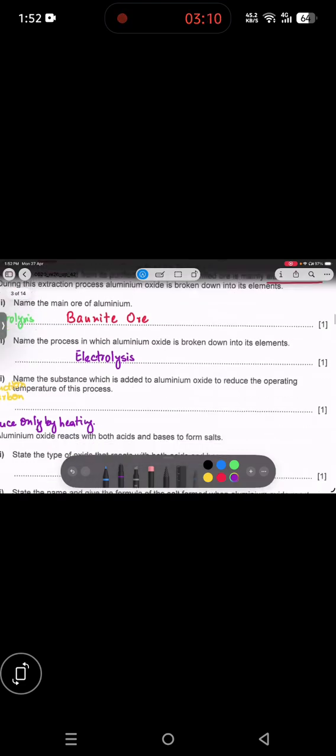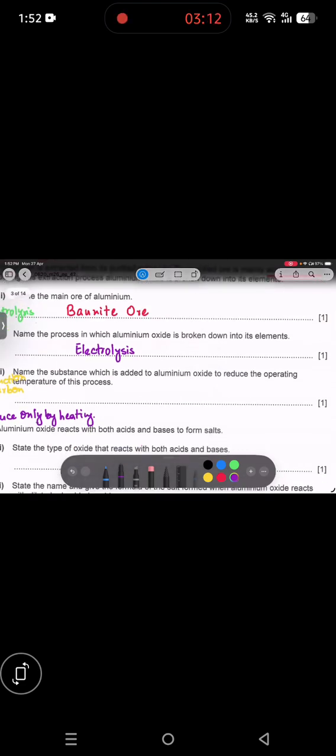Name the substance which is added to the aluminium oxide to reduce the operating temperature of this process. So that substance is what? Cryolite.